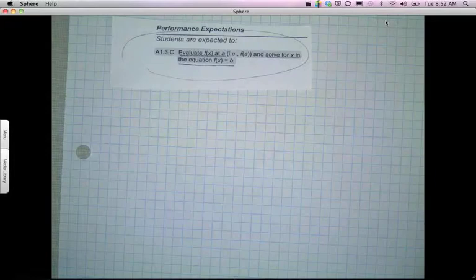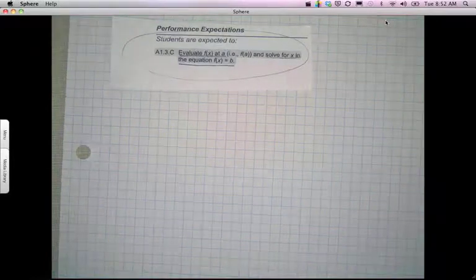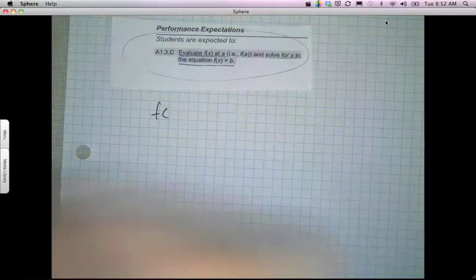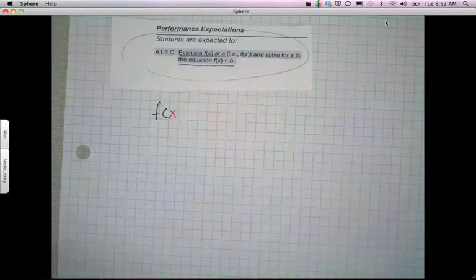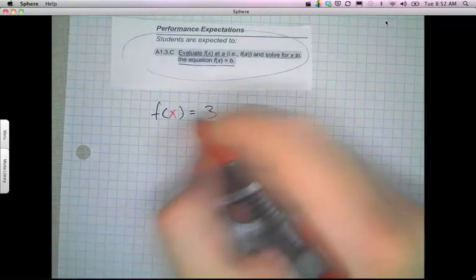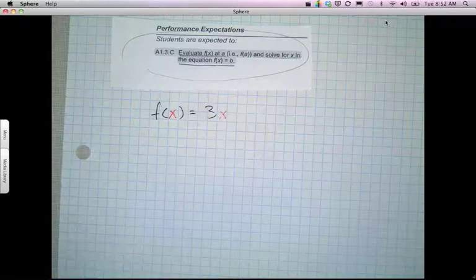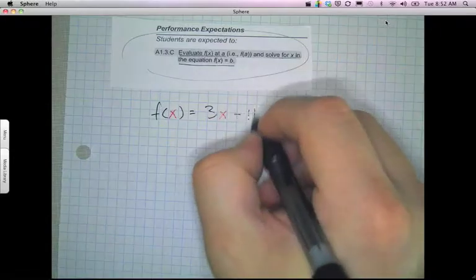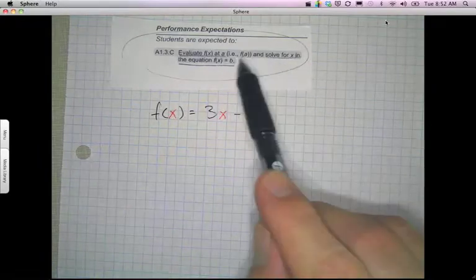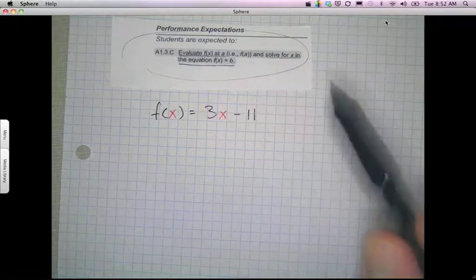Okay, this performance expectation is A1.3.C. Evaluate f of x at a, and solve for x in the equation f of x equals b. If my function is f of x equals 3x minus 11, there's a couple different ways I can do the first part. If I want to evaluate f of x at a, I could say a couple different things.